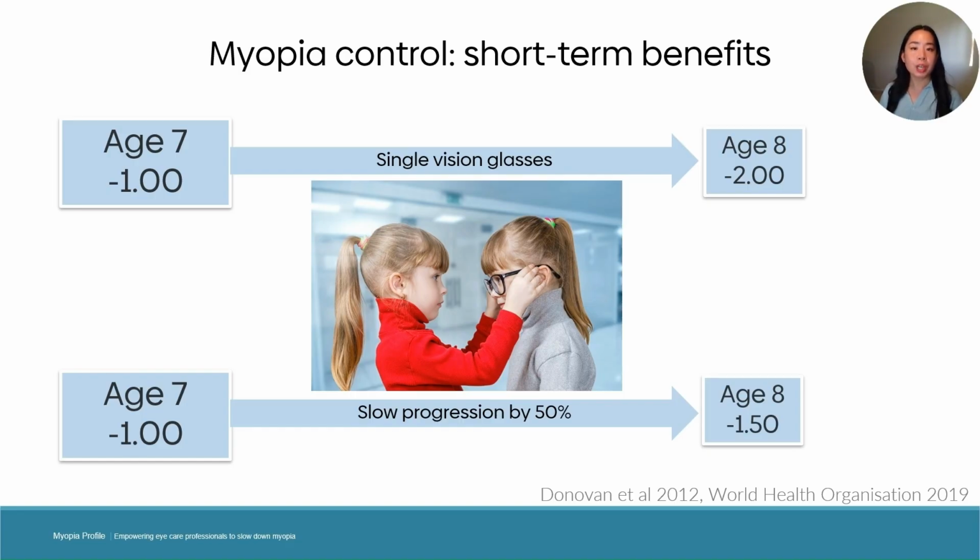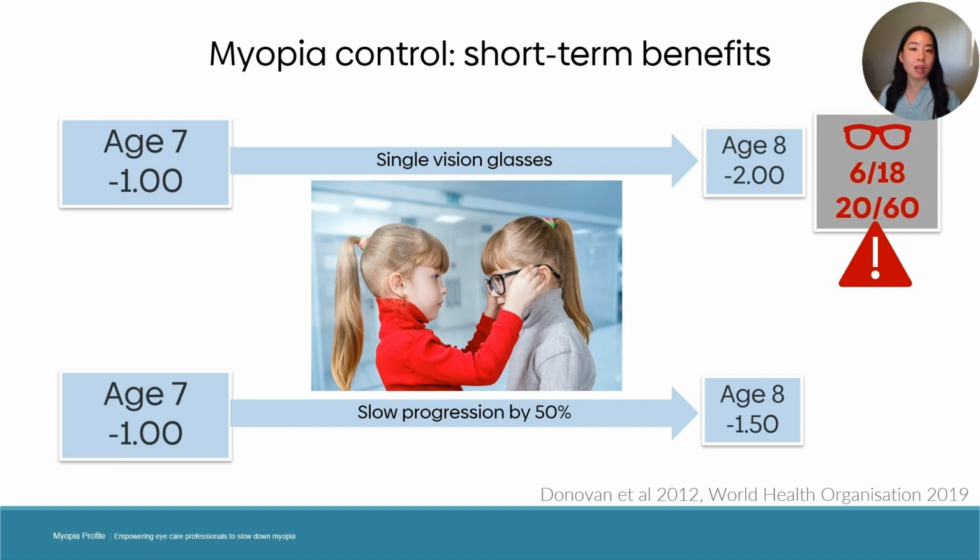So in the first scenario, with the single vision glasses, Lisa's presenting aided acuity with those glasses she got when she was 7 years old would be around 6/18 or 20/60, which actually meets the level for vision impairment based on the World Health Organization criteria.